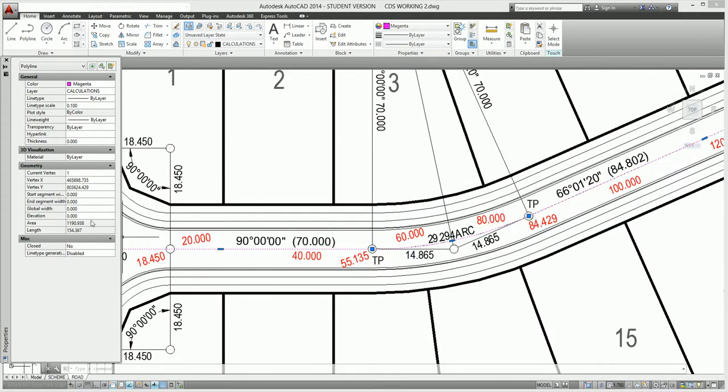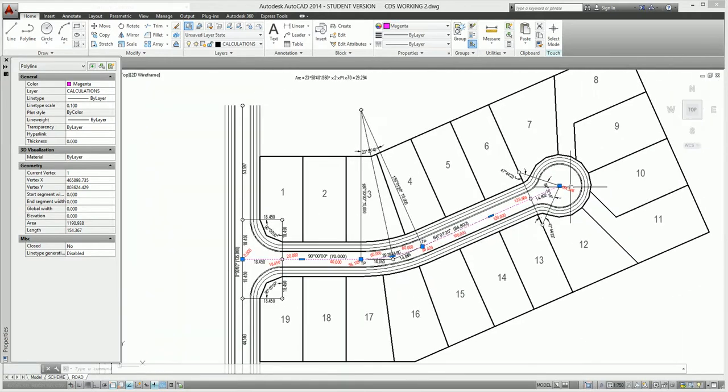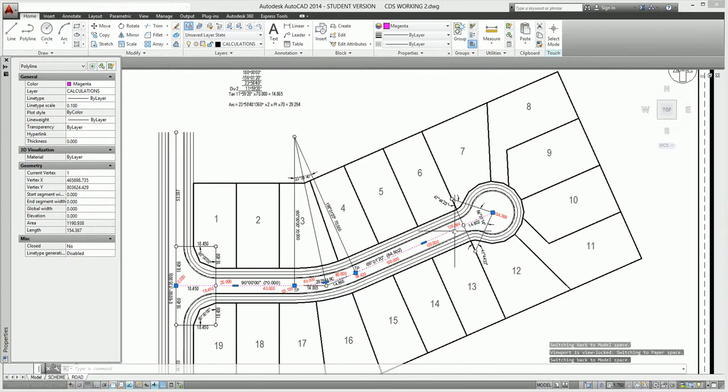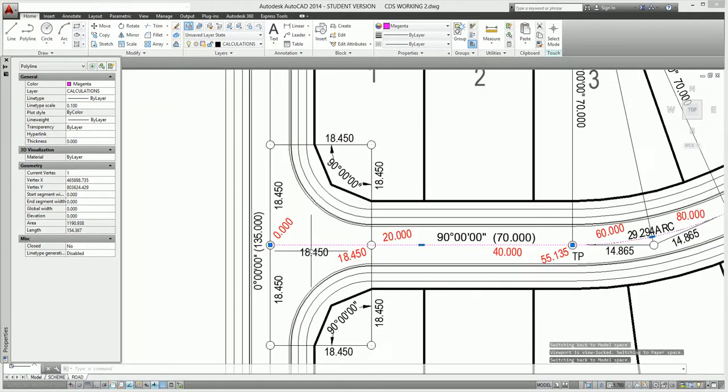And if we look at the length of the polyline, 154.367. 154.366 was the calculated figure, so we're 1 millimetre out, which you could expect from rounding errors and things like that. So 154.367, that's all of our chainage there on a single polyline.